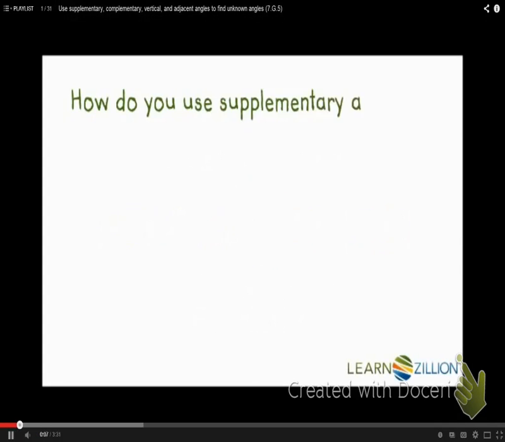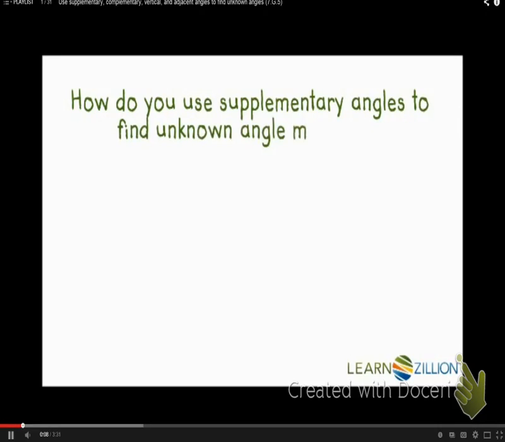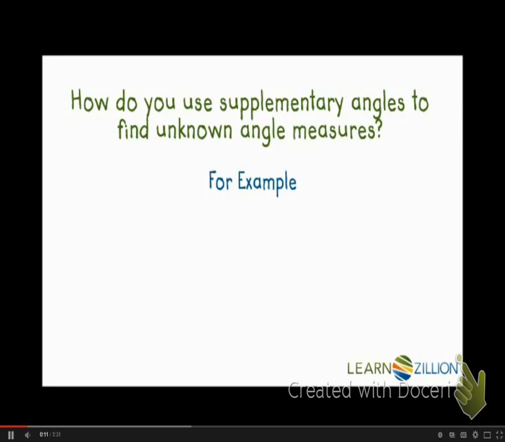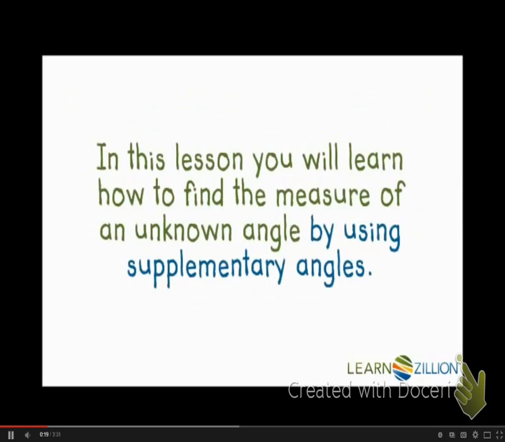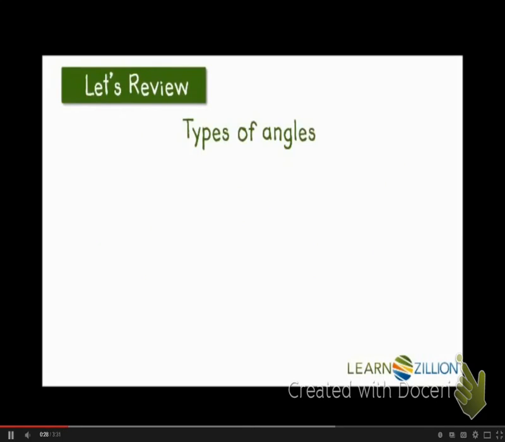How do you use supplementary angles to find unknown angle measures? For example, what is the measure of angle x in the figure below? In this lesson, you will learn how to find the measure of an unknown angle by using supplementary angles. First, let's review types of angles.